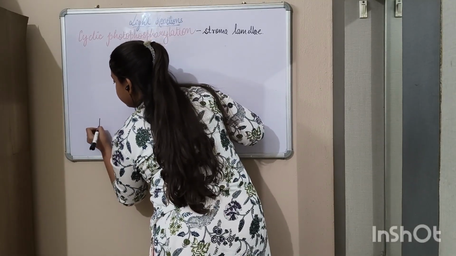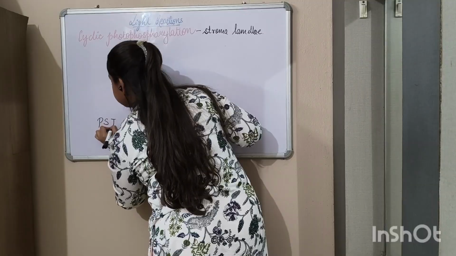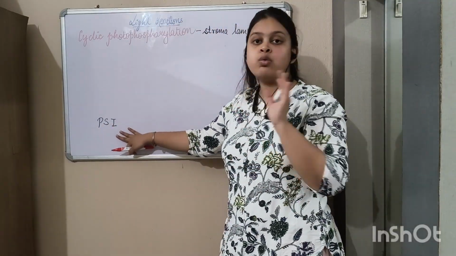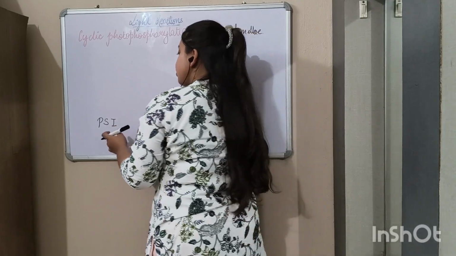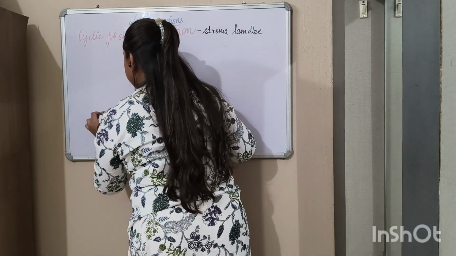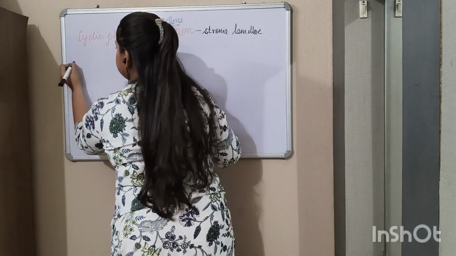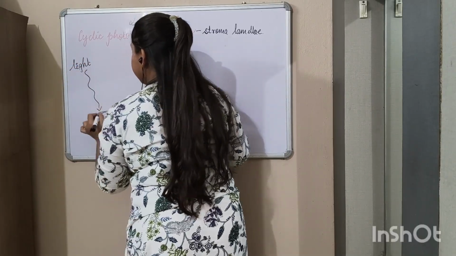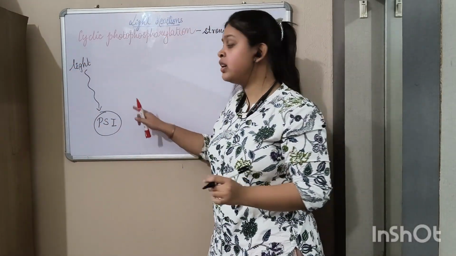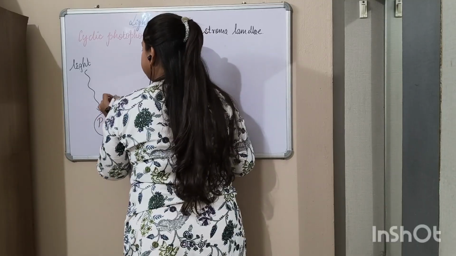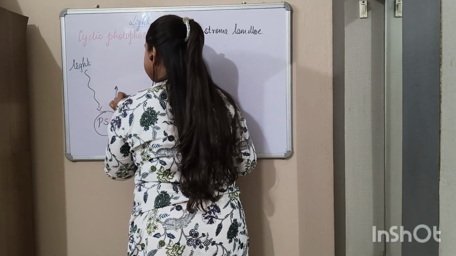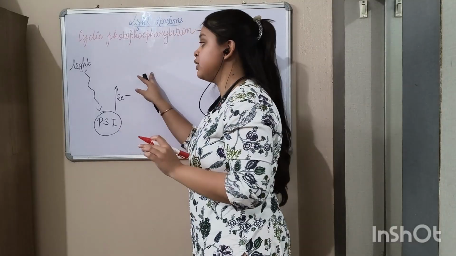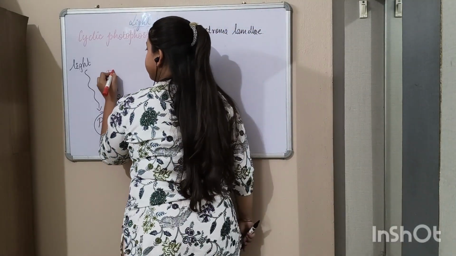Only photosystem 1 is involved in cyclic photophosphorylation. No photosystem 2 is involved. So when the photosystem 1 receives the light, it will get excited. It will lose its 2 electrons and give them to its first primary electron acceptor, that is the iron sulfur protein.